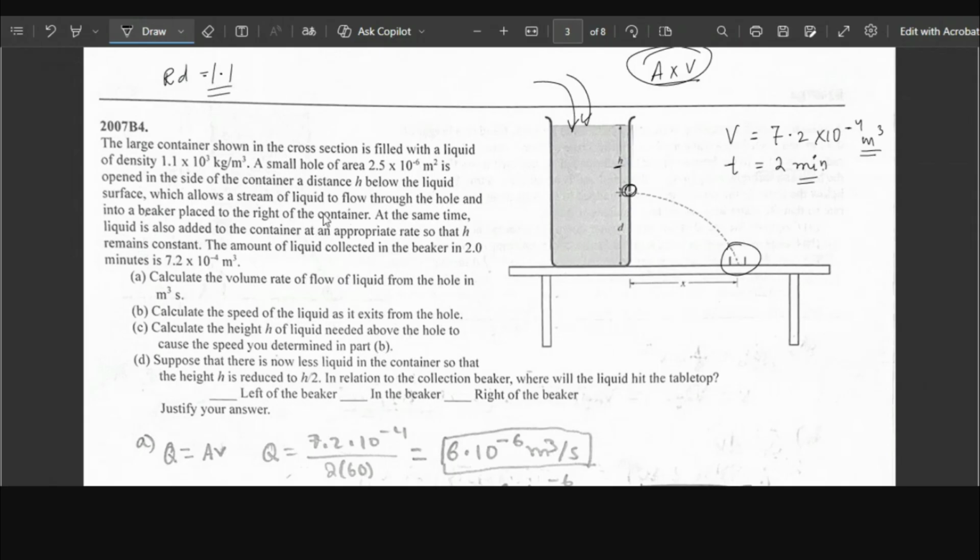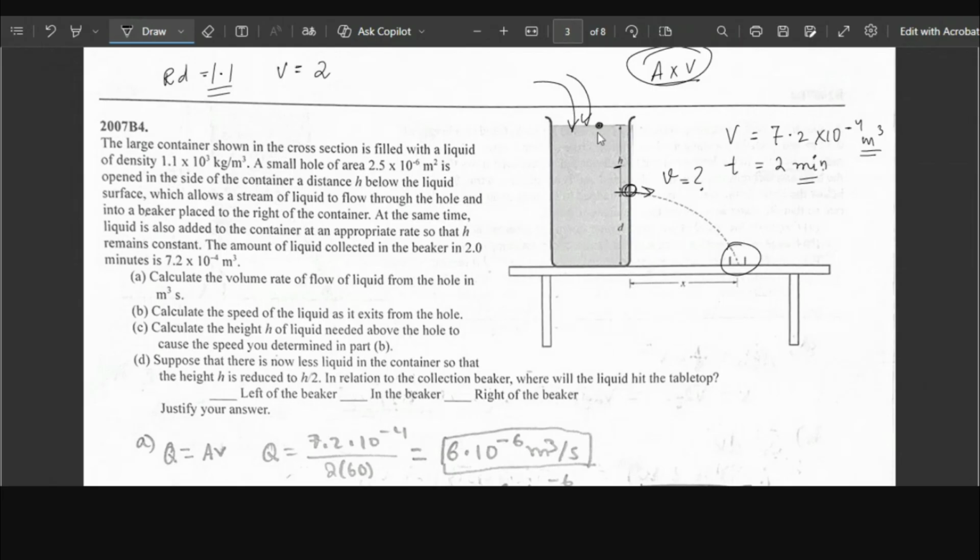In the second part, it says calculate the speed of the liquid as it exits from the hole. So with what velocity is it going to exit? We have to apply Bernoulli's principle and we'll use the same relation. So V here is going to be... How do you know which two points to choose in Bernoulli's, sir?